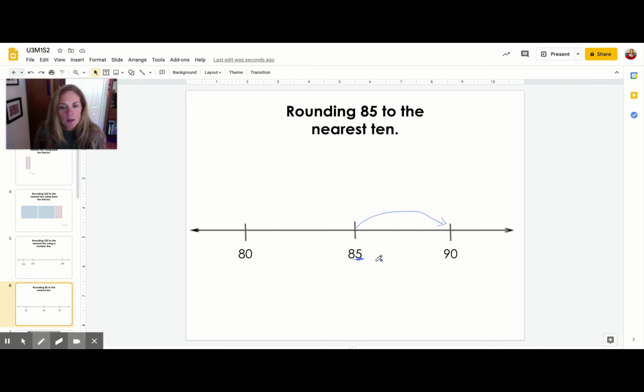Whenever you're rounding, you're always thinking about what is in that spot, right? What is in the place value spot that is before the one you're looking at? Since we're thinking about tens, we have to look at what's in the ones place in order to know which 10 to round it to.